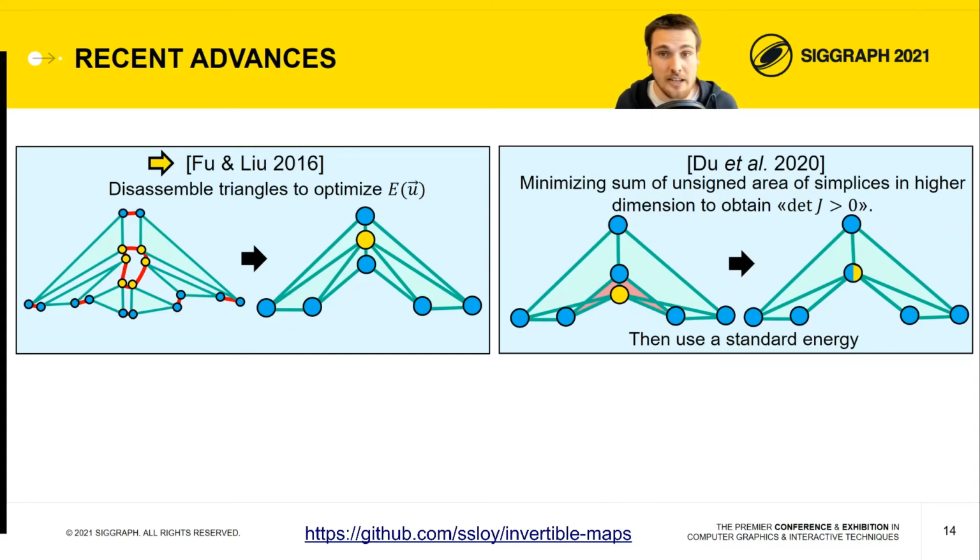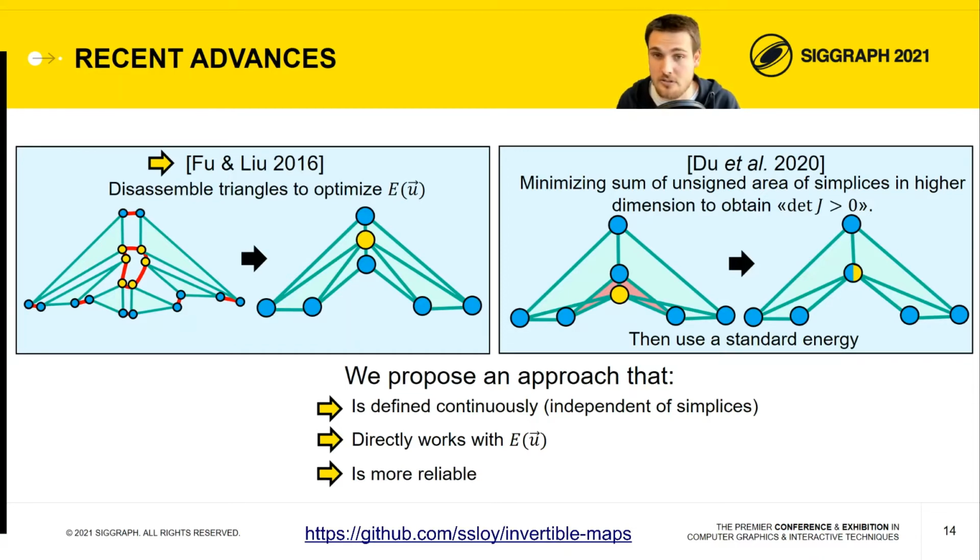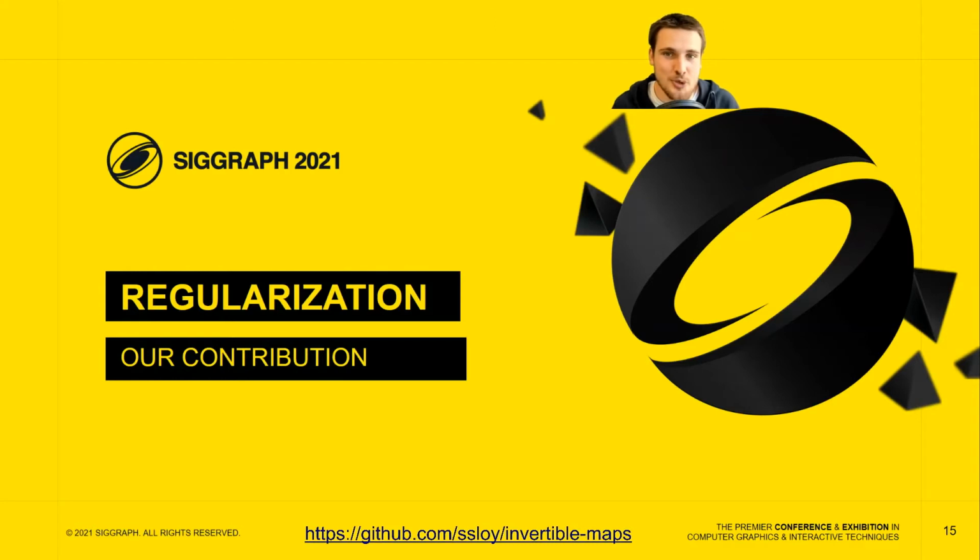Other works rely on very difficult problems to optimize. What we propose in our paper is an energy that, first, is defined continuously, meaning that we don't work on tricks on simplices. Moreover, it directly works on the energy E. So we are going straightforward to a nice solution. And finally, it is way more robust than the state of the art. To obtain such results, the idea is that we use a regularization, and with it, we bring a lot of very good theoretical guarantees.